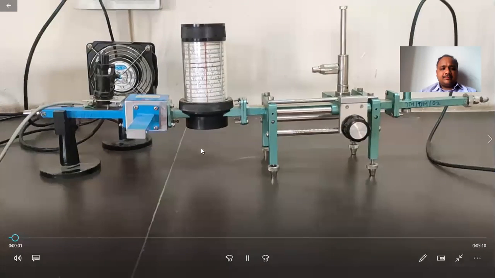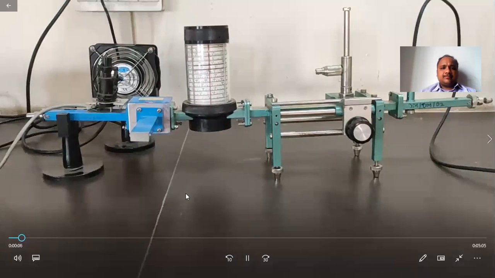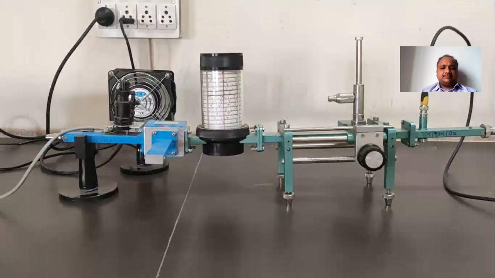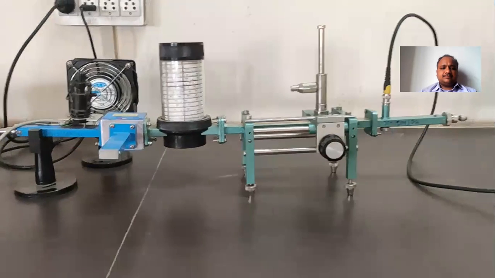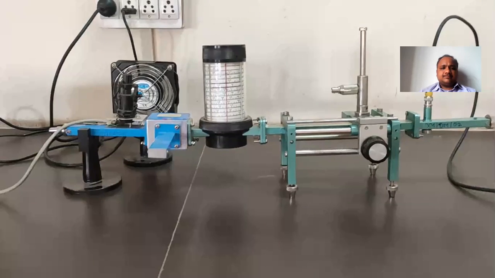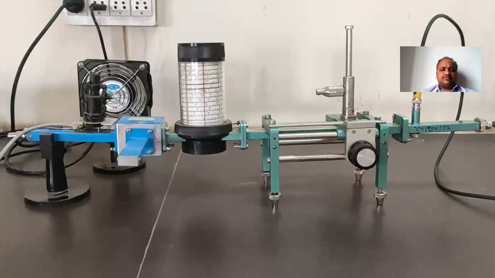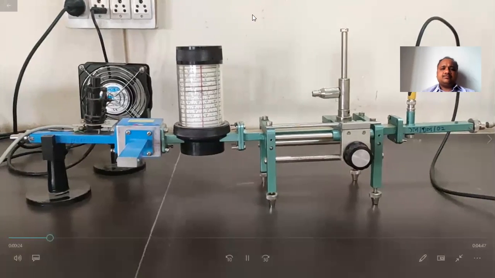Good afternoon, students. Today we have to perform the experiment, that is, port characteristics of isolator and circulator. For performing that experiment, we require the microwave test bench that was used in the earlier experiment to find the mode characteristics of klystron. So the same setup can be used here.